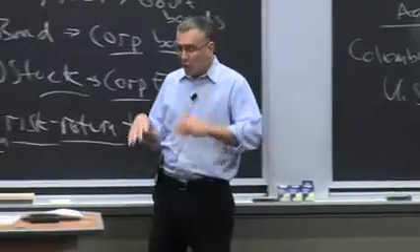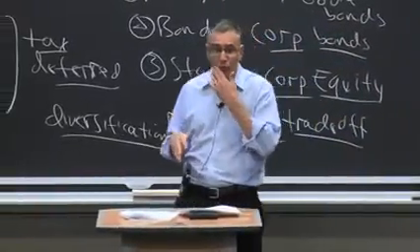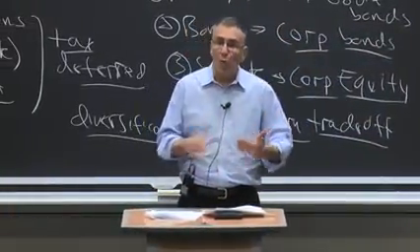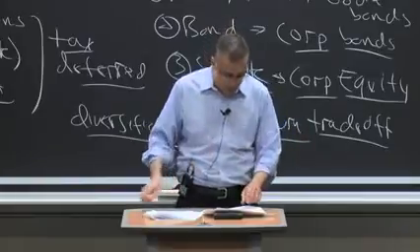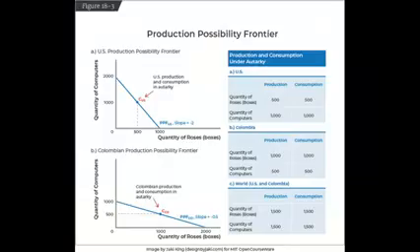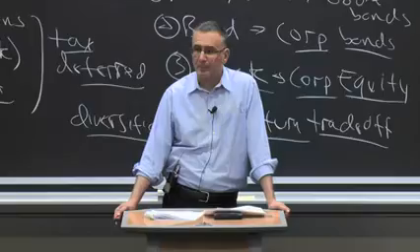Let me say it again. The U.S. has a comparative advantage in computers because to make a computer, we have to give up fewer roses than Colombia does. To make one computer, we give up half a box of roses. That's the slope of this line. Colombia, to make one computer, has to give up 2 boxes of roses. So we have a comparative advantage in computers.